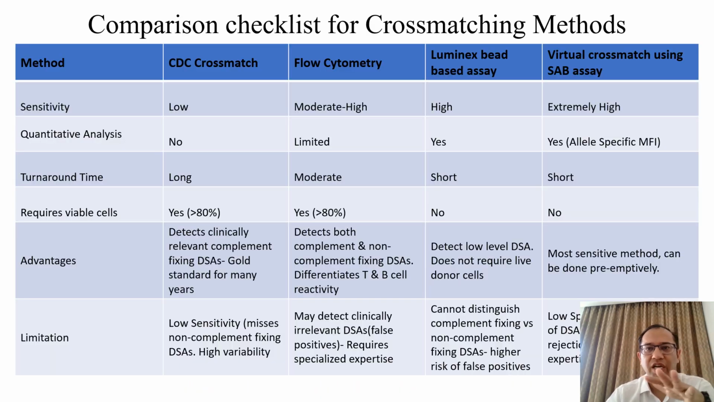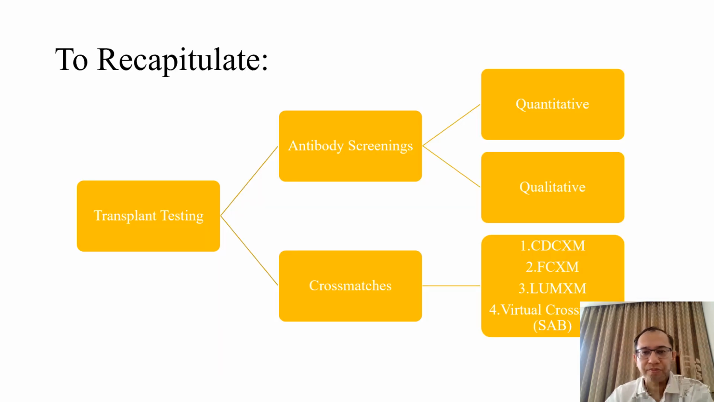So this is a checklist between the cross-matching methods. All of them are required. CDC crossmatch is very, very specific, not so sensitive. Flow crossmatch is very sensitive and specific. Luminex based assay, of course, if you have Luminex equipment, then you can go for a Luminex based assay. And of course, the gold standard is the virtual crossmatch using the SAB assay.